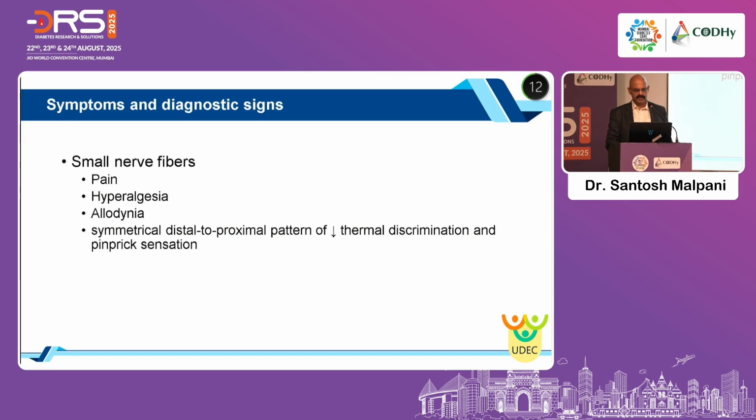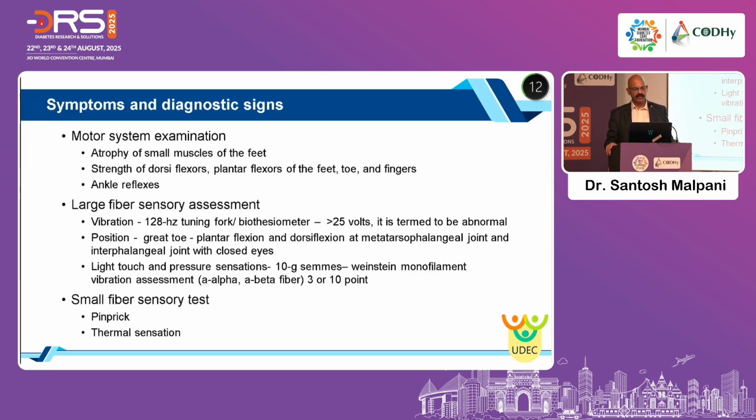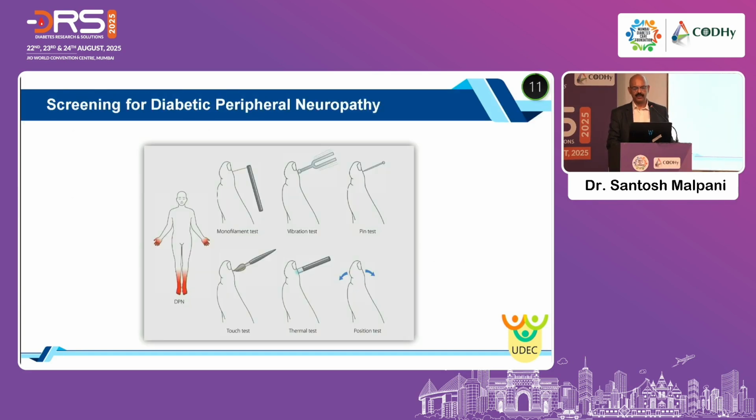So to have the tests, we have got the motor system examination along with the peripheral neuropathy assessment. Suppose there is muscle involvement, then that also becomes a problem as far as the peripheral injury is concerned. Large fiber sensory assessment should be done by vibration perception, position sense, light touch and pressure sensation, and pinprick and thermal sensation can also be calibrated. And there are various meters which are available. I think biothesiometer is also available, which will be an accurate thing.